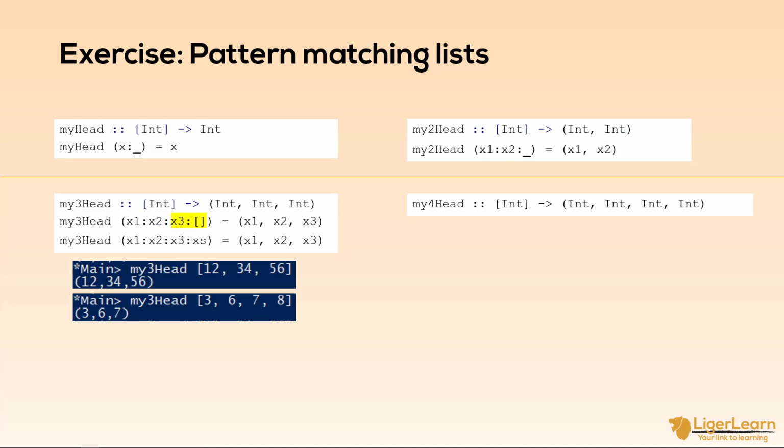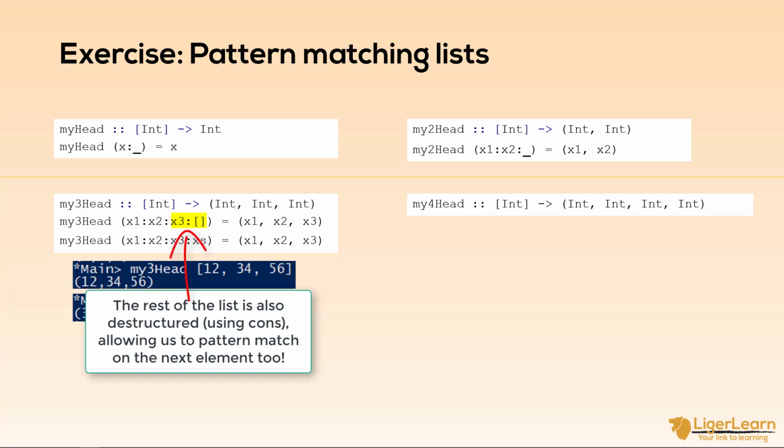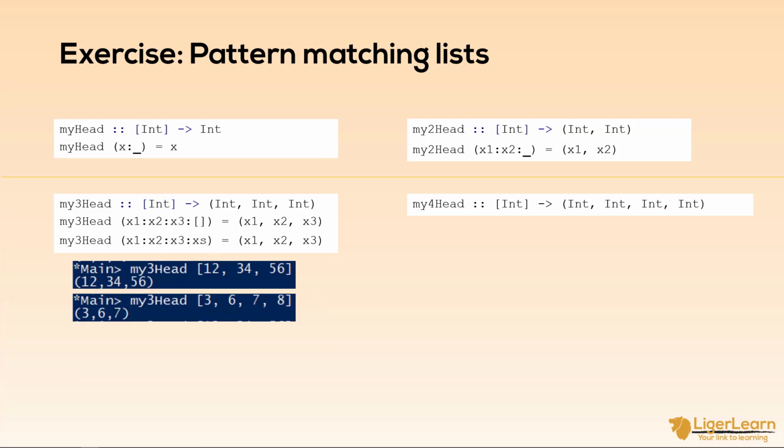At this point we know for sure that there will be at least 2 items in the list for this pattern to match, x1 and x2. For the rest of the list we destructure it again to show x3 cons the empty list. So we know for sure that there can only be 3 items in this list for this pattern to match, x1, x2 and x3, because the rest of the list after x3 has to be empty. Now compare this with the other pattern.